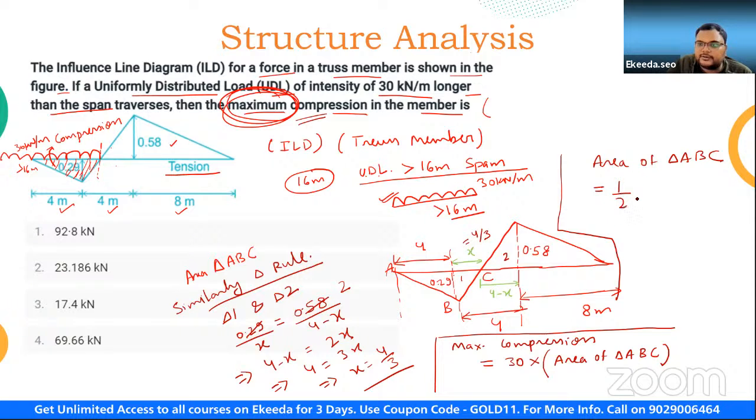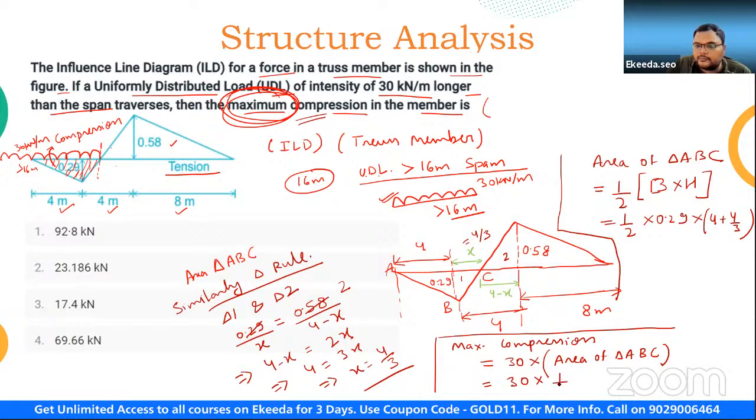Simply, it will be half base into height, right? So see here, this is, let us say, base. This is height. So height is 0.29. And what is the value of base? Base, can I say 4 plus x? 4 plus x means 4 plus 4 by 3. So let us just simply put this value here. Okay, guys, simply put this value here.